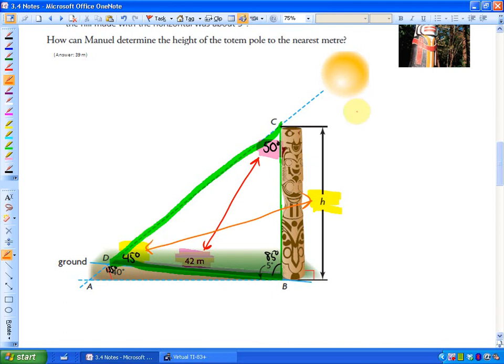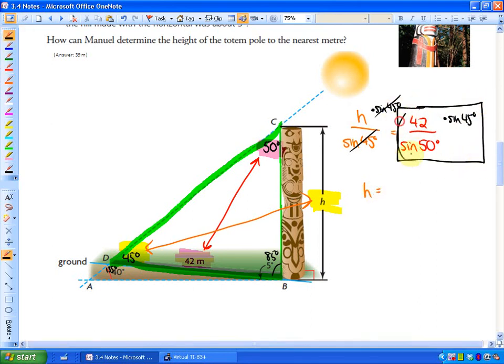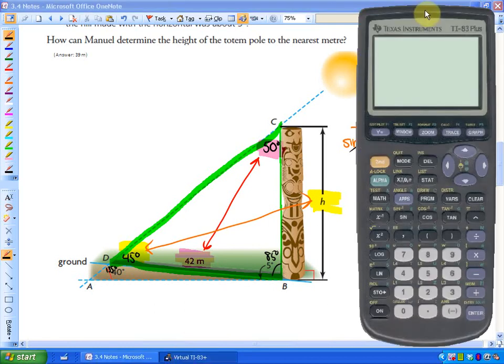So the sine law is set up like this. For solving for a side length, we always put that in the numerator. So h over sine of its opposite angle, sine 45, is equivalent to another side length, which in this case is 42, over sine of its opposite angle, sine 50. We've set up the sine law. We're getting very close to solving. Our one step is to multiply both sides by sine 45 because we're solving for h. So these cancel out, and we're left with h being equal to this product and quotient.